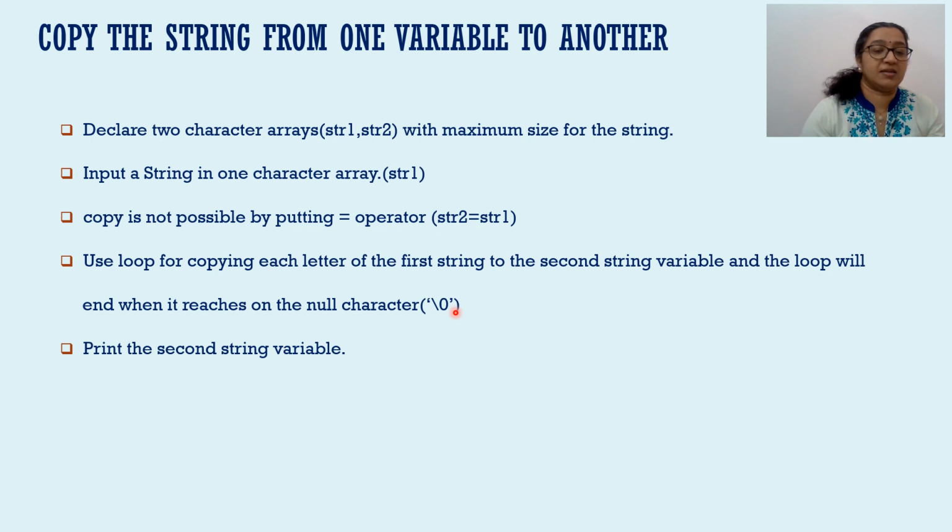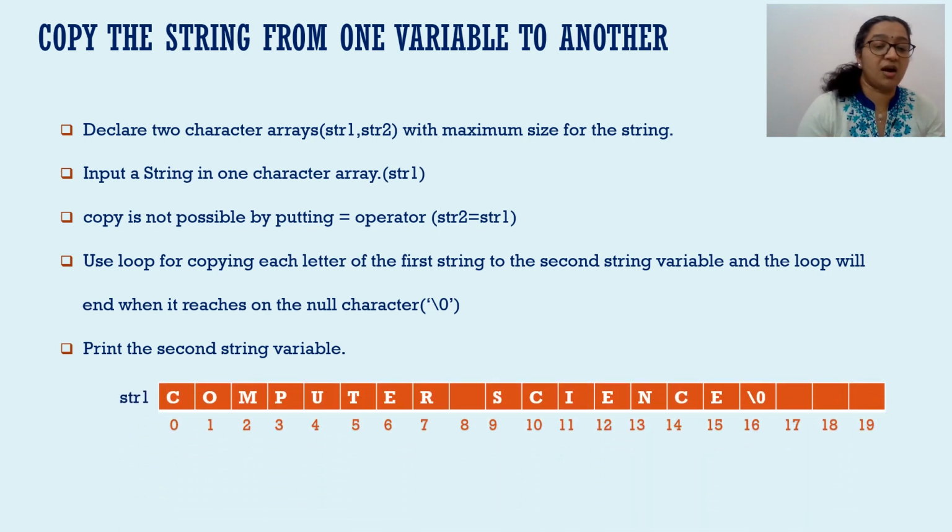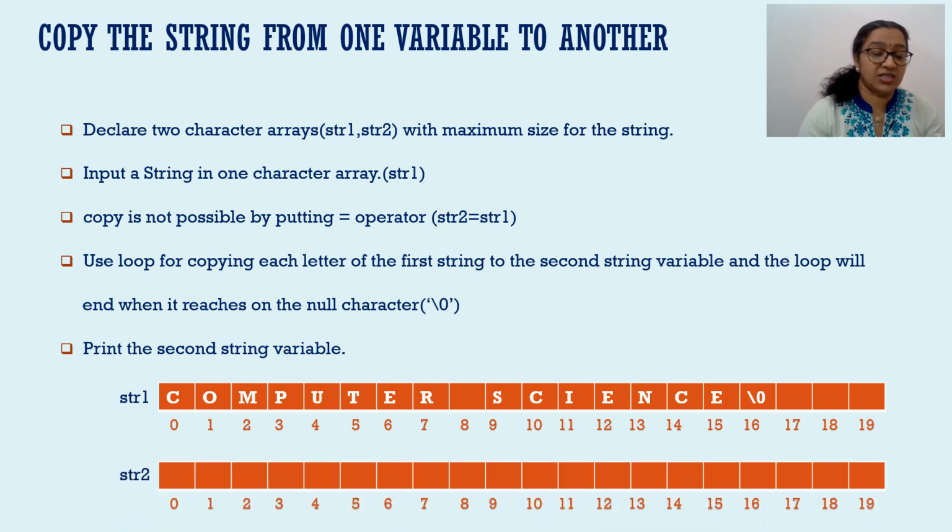After that, print the second string variable. Now all the letters are copied in str2, we can print it. So this is the way of copying. Okay, now just see the example here. str1 is the variable, computer science is the word, so 16 letters are there and the last letter is \0. And one more array we declared, that is str2, that is blank now. Then after the fourth step, all the letters will be copied to the str2 variable. Now let's see how we can do this in a C++ program.